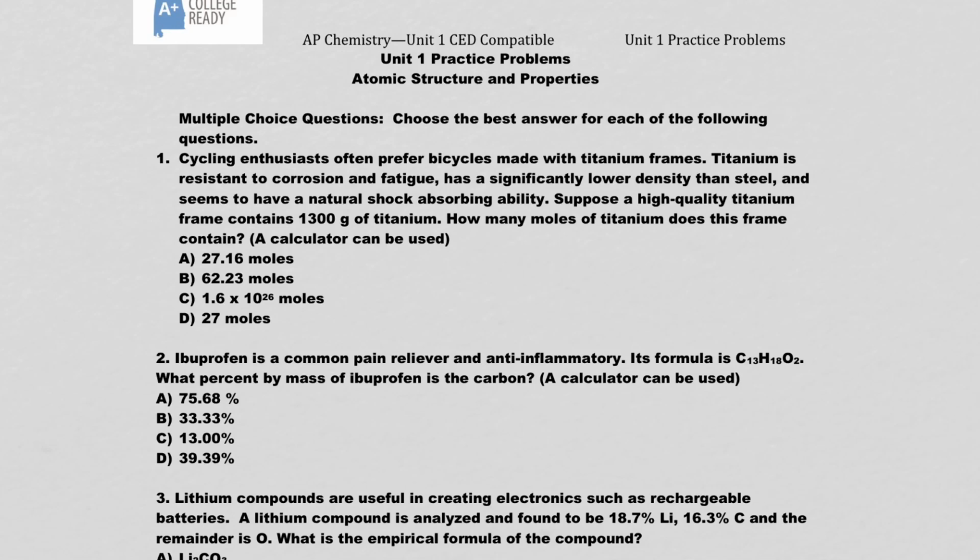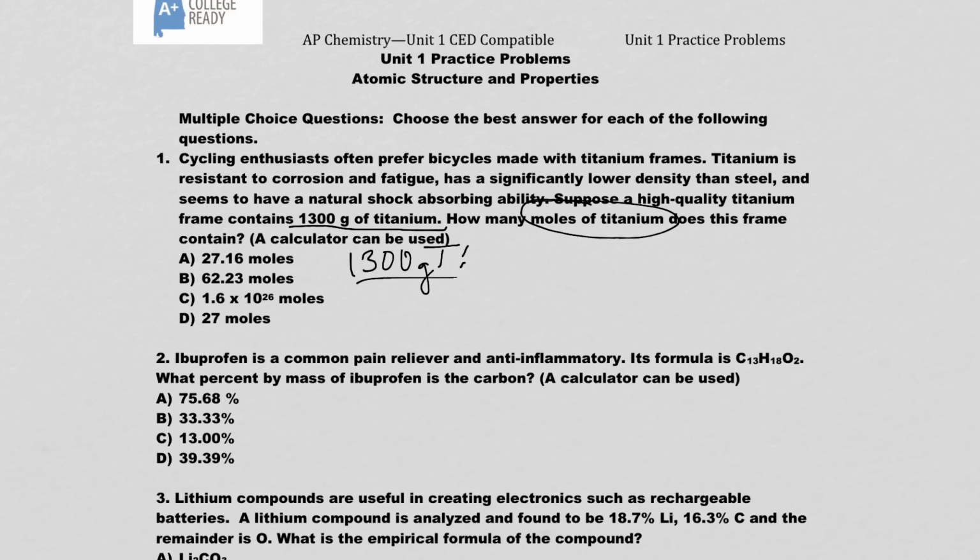So number 1, you're given, if you read through the information, the key here is 1,300 grams of titanium. And then the question, and it's a good idea to circle that just so you can focus on what you're trying to end up with, is moles. So we're starting with a mass and changing it all the way to moles. So when you do this calculation, you've got your 1,300 grams.